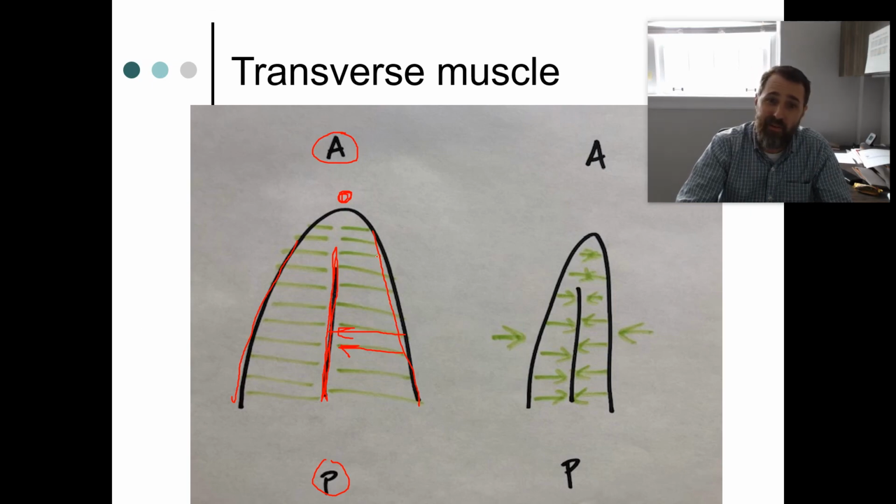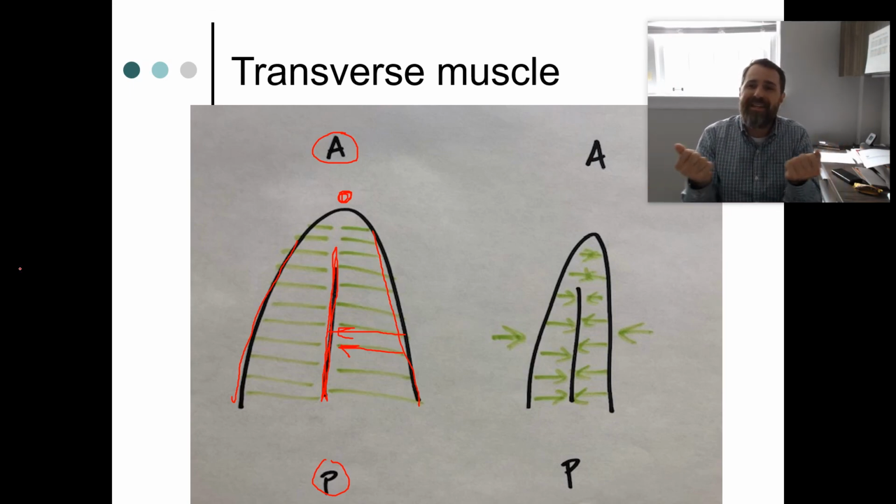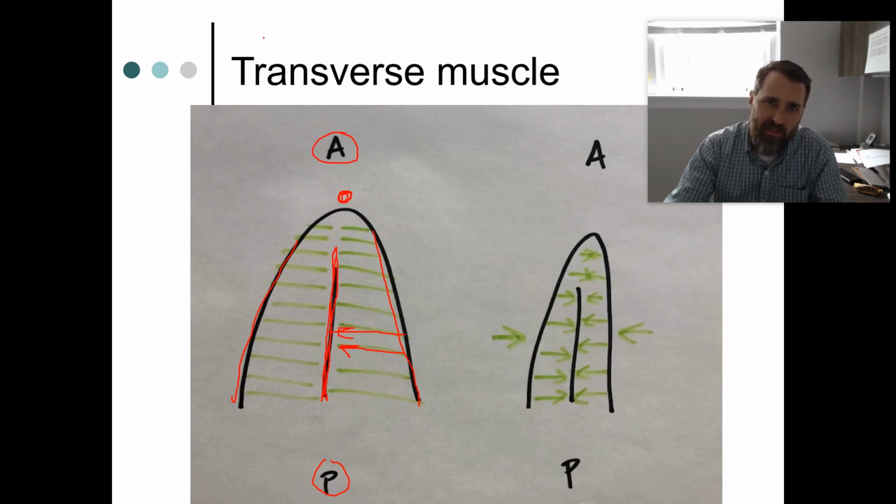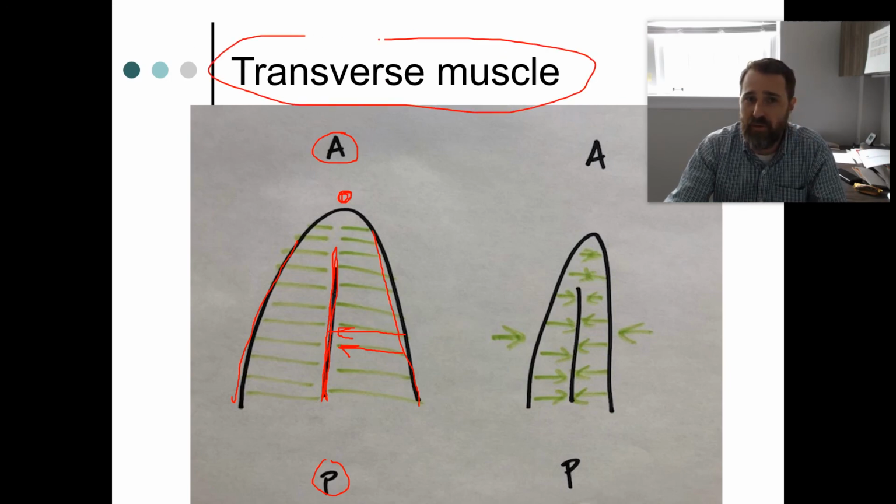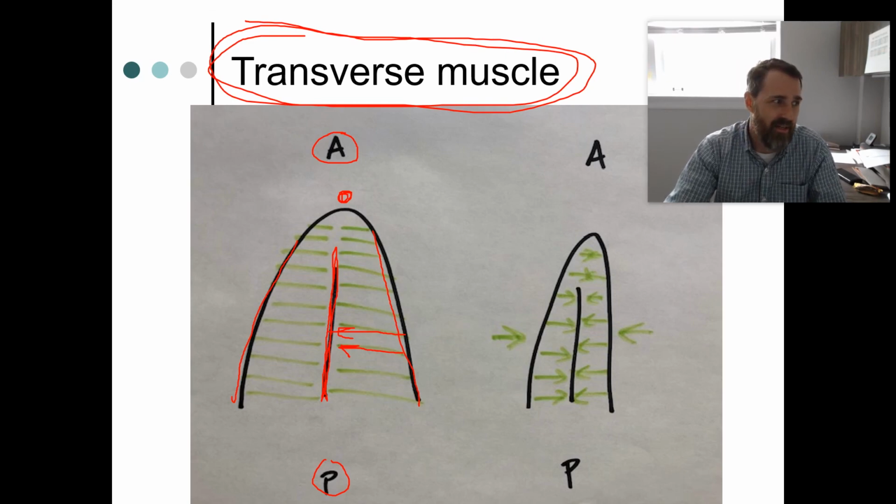And you can see that if all these green lines shorten, the transverse muscle works to narrow and bunch up the tongue. It pulls the lateral edges medially, like this, which makes the tongue narrow and all bunched up. And the transverse muscle is also a muscle that we don't use for speech so much as we do for mastication and deglutition.